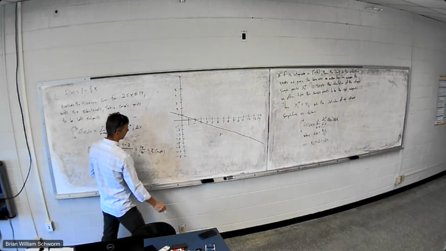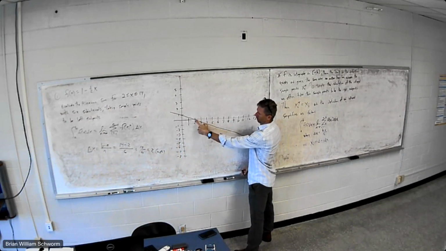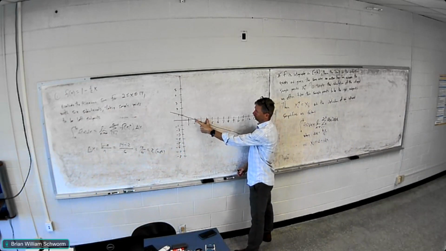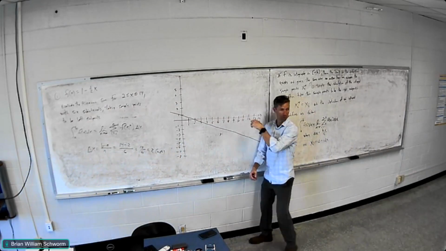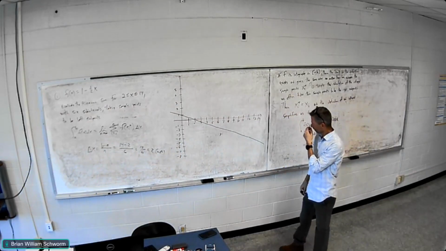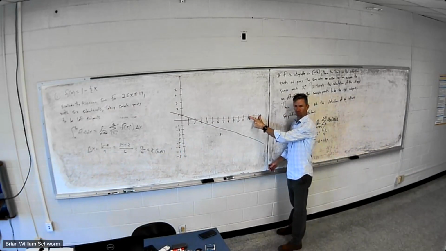For each individual one, I need one rectangle starting at 2 going to 4. Then I need the next one, 4 to 6, 6 to 8, and so on. The last one is going to be 12 to 14.